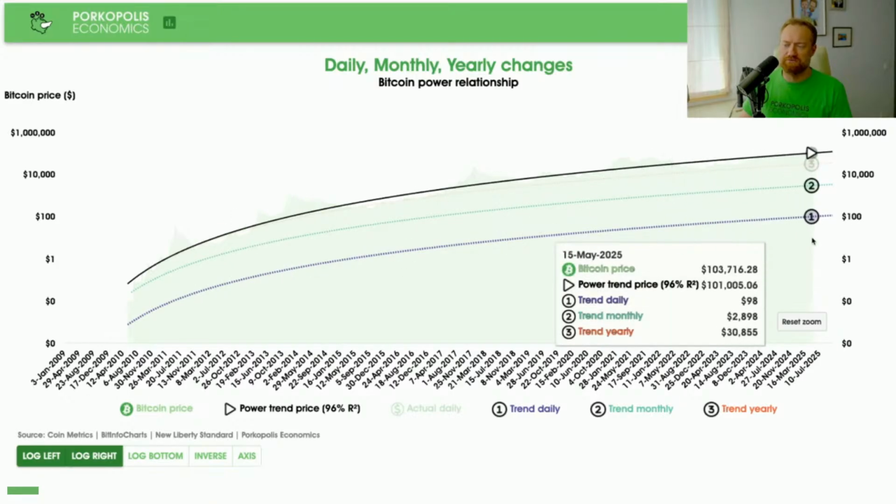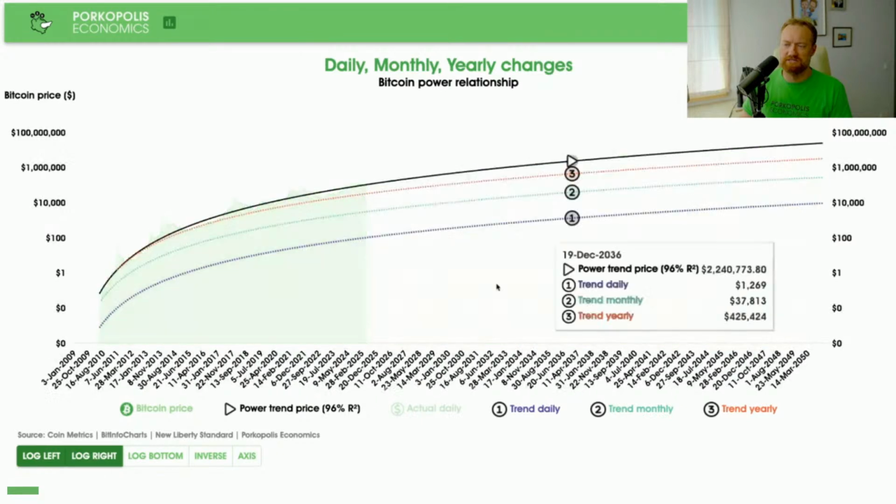Now, there's a few things to talk about. Let's reset the zoom. Let's not go all the way out to the crazy numbers in 2050. But as you remember, I've talked about, I think in 10, 15 years, we'll really start to threaten or challenge or overtake the global financial system. But let's just look at 2030. Look at how these numbers look then.